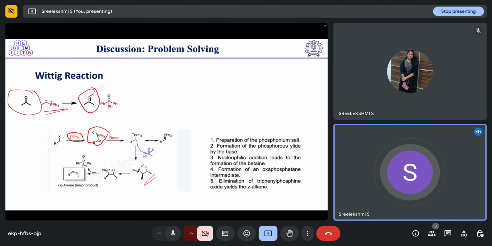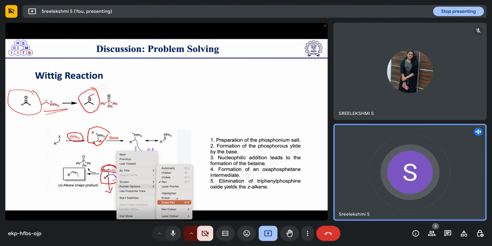Then this O minus can attack this phosphorus to form this kind of four-membered intermediate. Then triphenylphosphine oxide is a very good leaving group. It will leave, and we will be getting this alkene as the major product. This intermediate is known as the oxaphosphetane intermediate, a four-membered intermediate having oxygen and phosphorus.